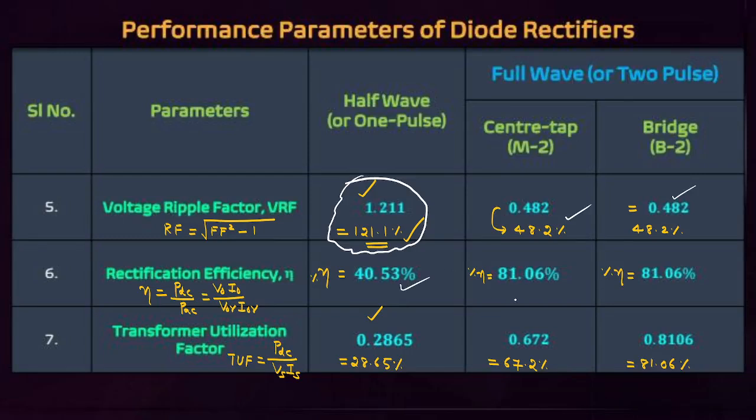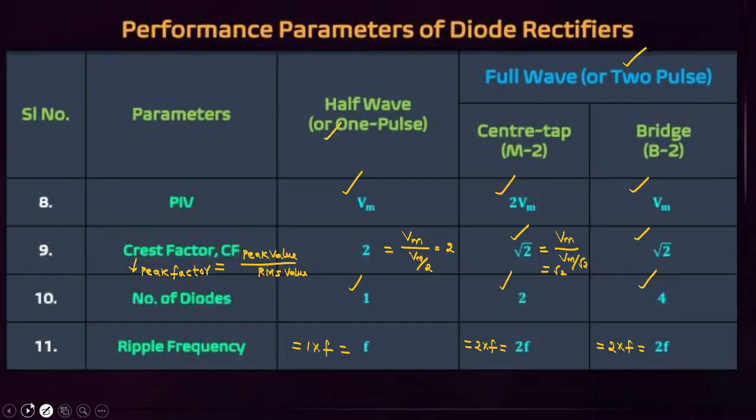Rectification efficiency is 40.53% for half wave, but 81.06% for the full wave. The transformer utilization factor of the midpoint is 67.2%, but for the bridge it is 81%. So the center tapped one has less transformer utilization factor. The remaining parameters are equal, with one parameter different. The half wave rectifier is very low, but among the full wave types, the center tapped one has less transformer utilization.